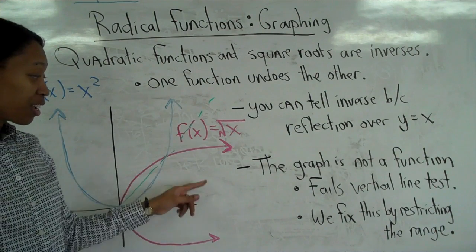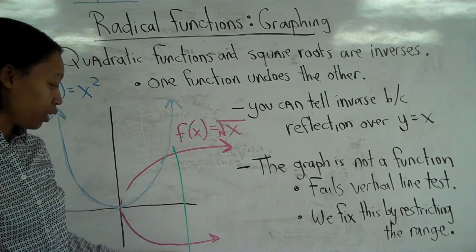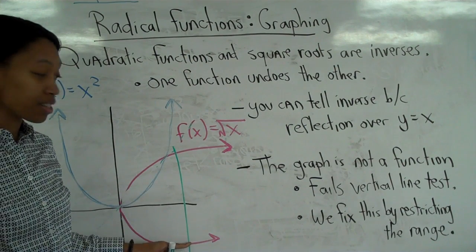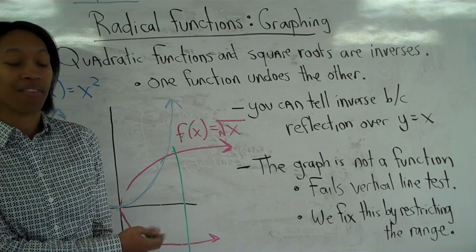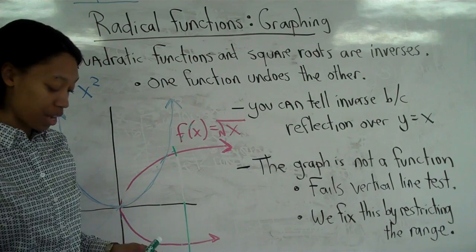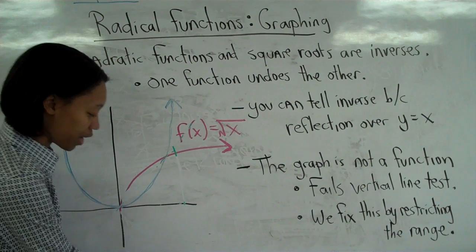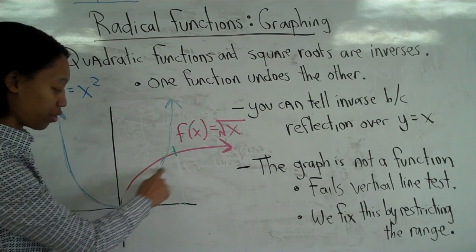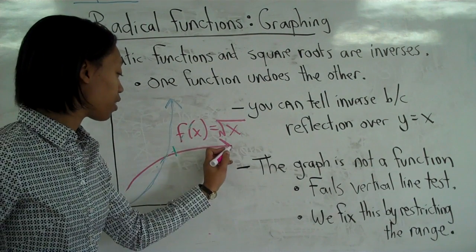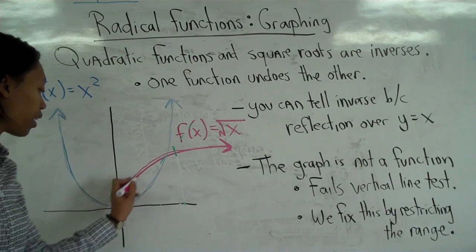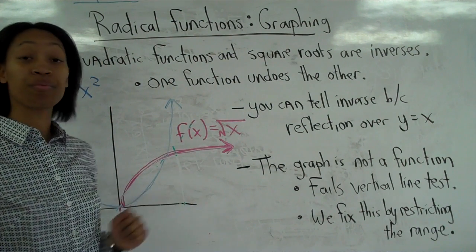Why is it not a function? Because it fails the vertical line test. In order to be a function, it can only cross the vertical line once, and here it crosses twice. So actually, this would not be a function the way I have it drawn. How we fix that problem is that when we graph this, we restrict the range to only look at the positive values here. So we're only going to be graphing the top arc. This is the graph that we're going to be doing for today, and that is the graph of the square root.